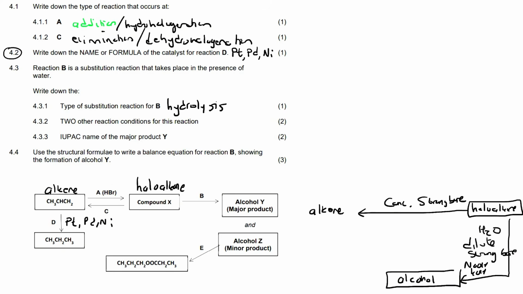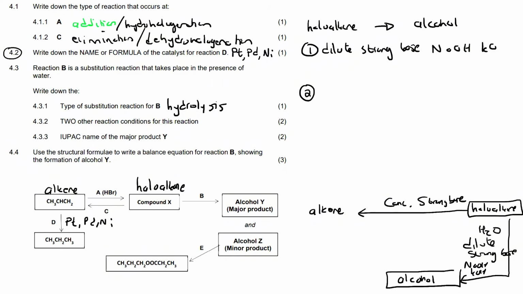Now, I don't really agree with what they've said on the memo for this one. Let me explain. When you have a haloalkane, we know we can convert it to an alcohol. There are 2 main ways that they do this. One of them is we use a dilute strong base. And yes, the dilute is because there's water present. I get that. Dilute strong base, such as NaOH and KOH. But then the other method that they use in industry is they don't use a base. Instead, they just use water itself. And then they would have like excess water.